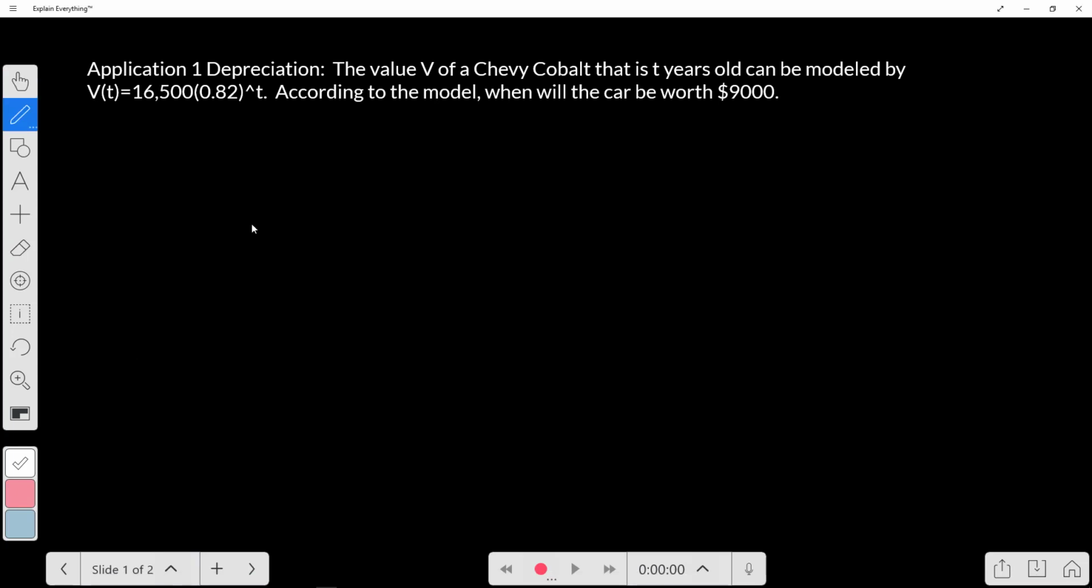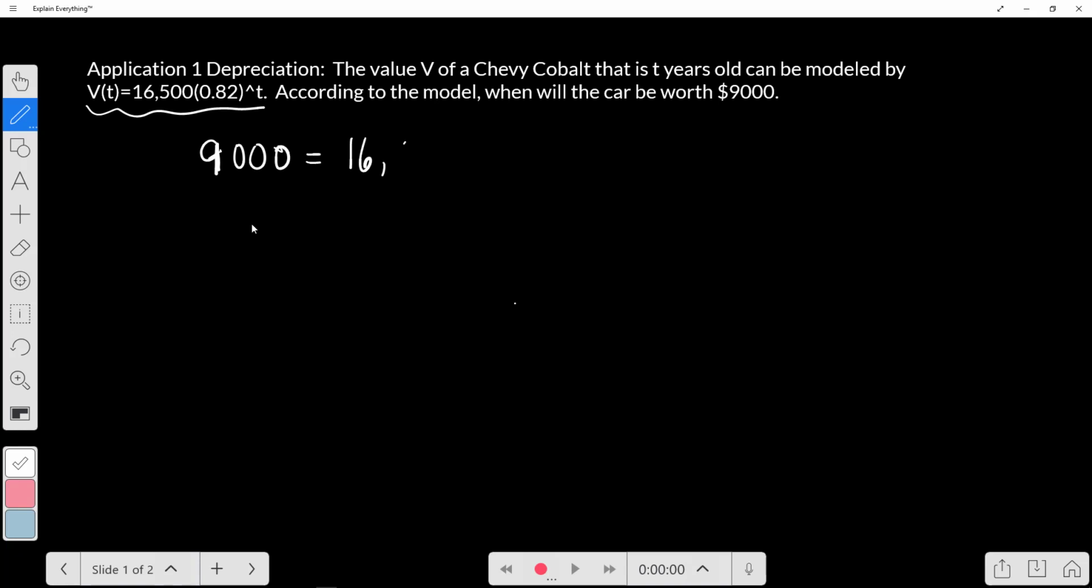Alright, so it says depreciation. Man, as soon as you drive your car off the lot, it's depreciated. So the value of a Chevy Cobalt that is t years old can be modeled by this equation. According to the model, when will the car be worth 9,000? So in other words, that's the value with respect to time, V of t. I would set that equation equal to 9,000.